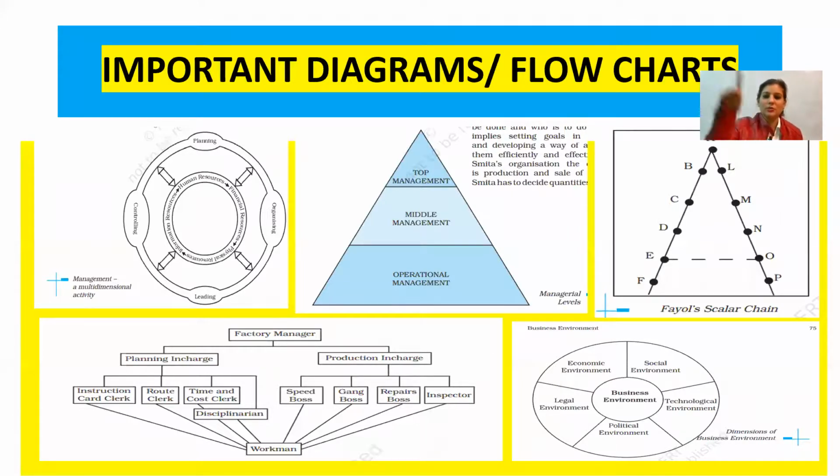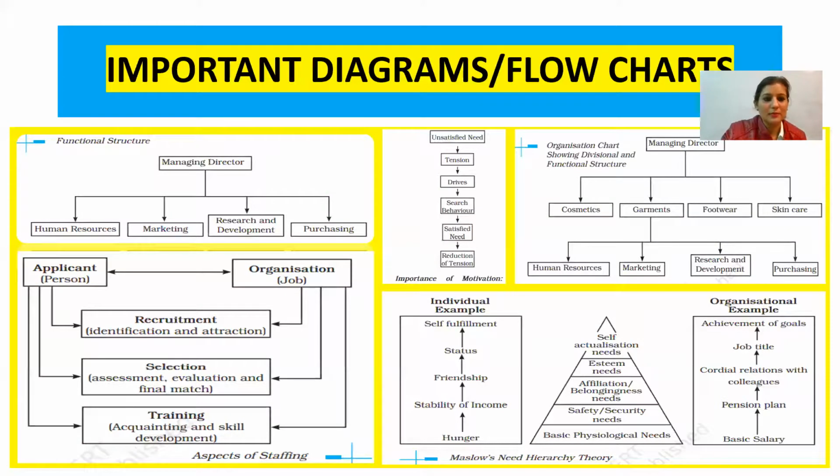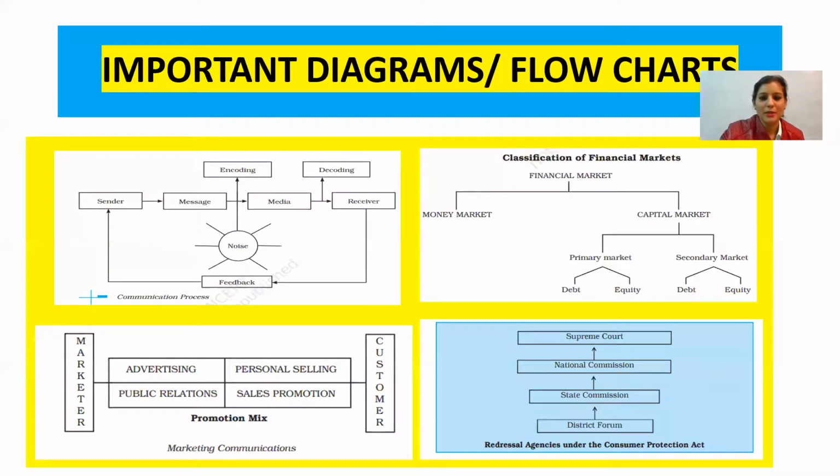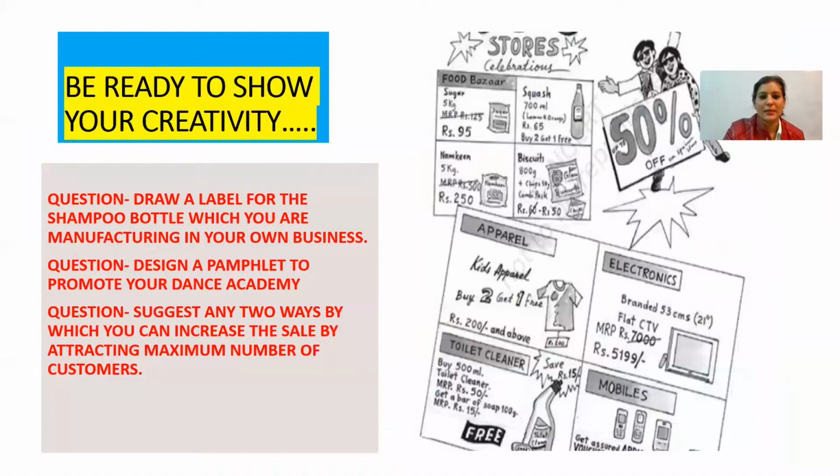Just drawing a triangle or just drawing a fuel scalar chain with pointers is not enough. Do not forget to label it. These diagrams you must use in your paper if the question is related to these diagrams or flow charts, but not in 3 marks. Not required in 3 marks, only 4 or 6 markers. Important diagrams and flow charts from your book: from chapter 8, the communication process and marketing communication; from chapter 12, the 3-tier system, district forum, state forum, national forum; and from chapter 10, the market, money market and capital market.